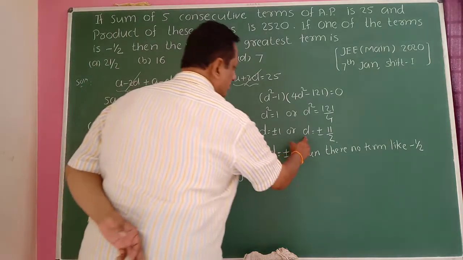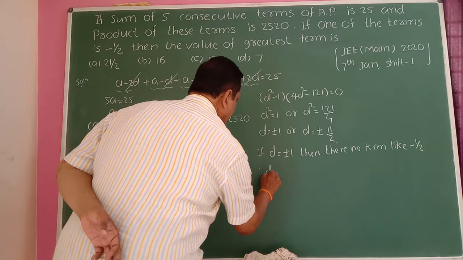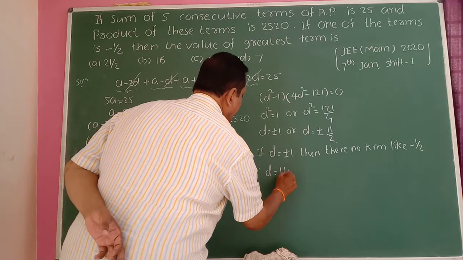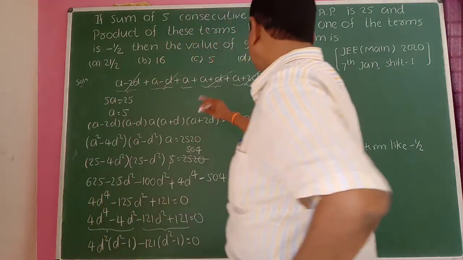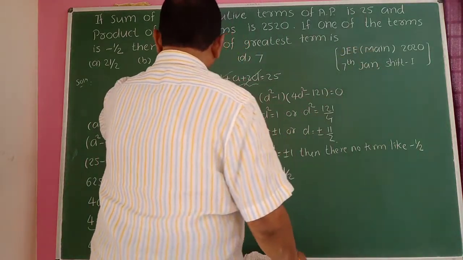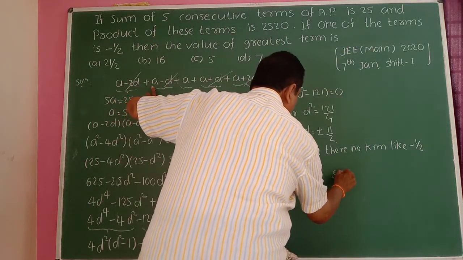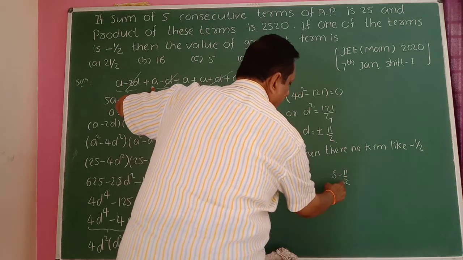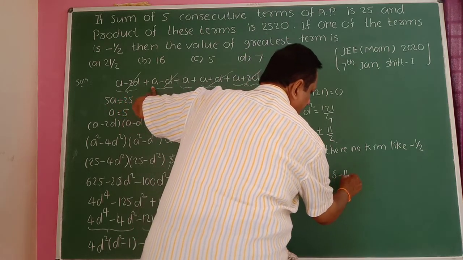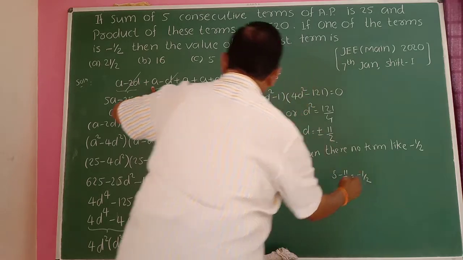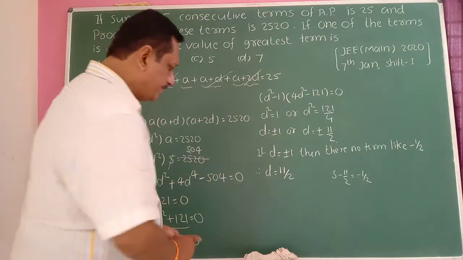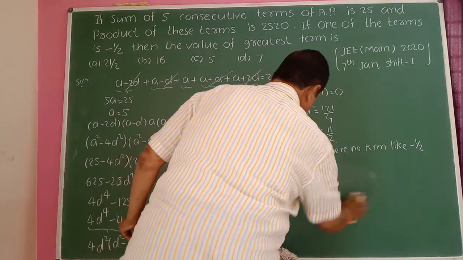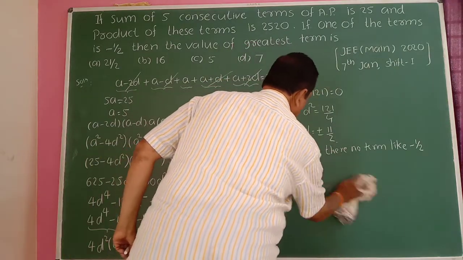Therefore, take d is equal to 11 upon 2. We can substitute here: just use 11 upon 2. So a value 5 minus 11 by 2, 5 twos are 10, 10 minus 11 becomes minus 1 by 2. So there is a minus 1 by 2 here. Therefore, if d is 11 upon 2, then one of the terms is minus 1 by 2.